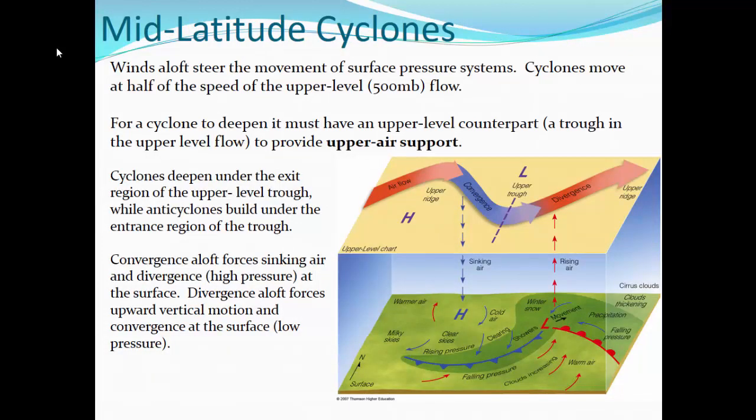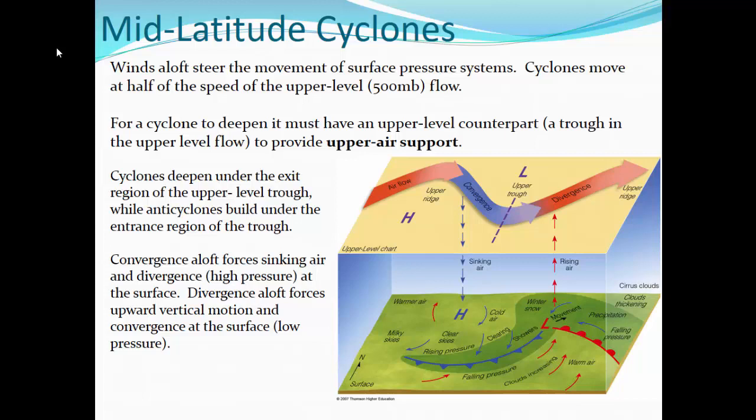So one last look at the combination of the 500 millibar levels, that upper level chart, and the surface chart. Winds aloft steer the movement of surface pressure systems. Cyclones move at about half the speed of the upper level 500 millibar flow. For a cyclone to deepen, it must have upper level support or an upper level counterpart.